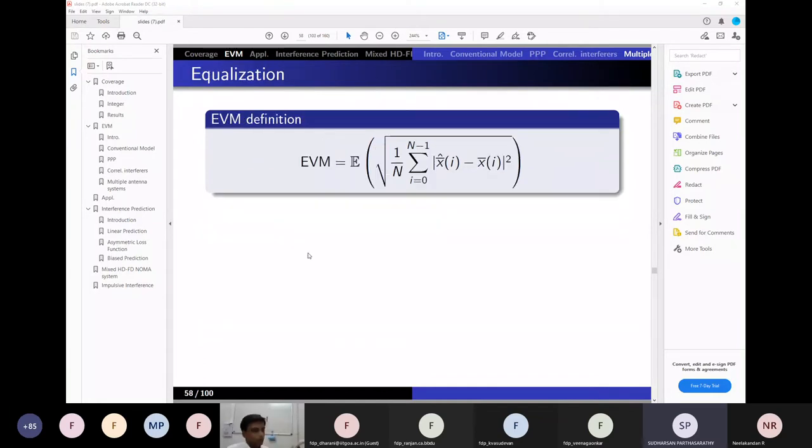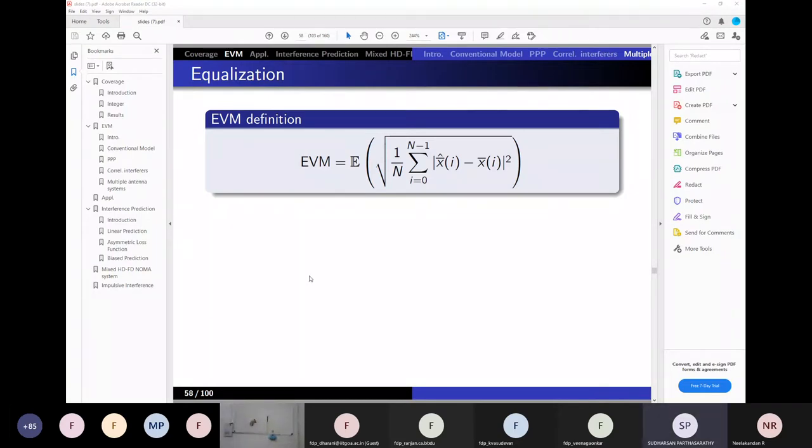Slide number 58. For this, we can derive the EVM. At the receiver, you can do an equalization. You can use the pseudo inverse of H, that is, H star H the whole inverse times H star, times the y vector. If you derive the EVM, it will be basically the square root of 2 sigma squared divided by mod H1 squared plus mod H2 squared. The 2 is because of the number of antennas and time slots that you have.